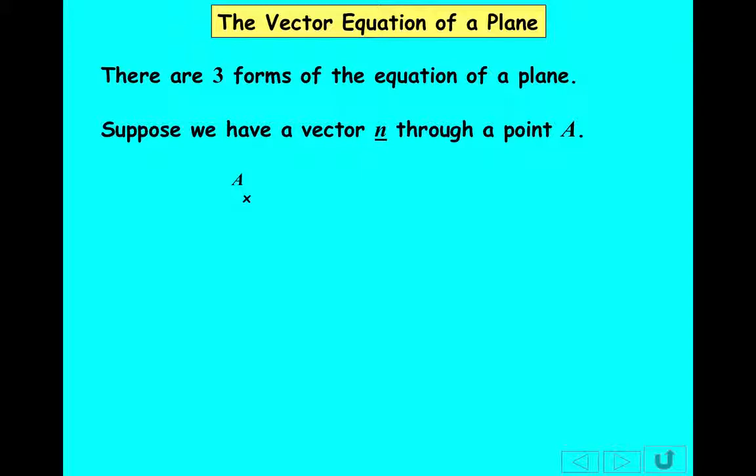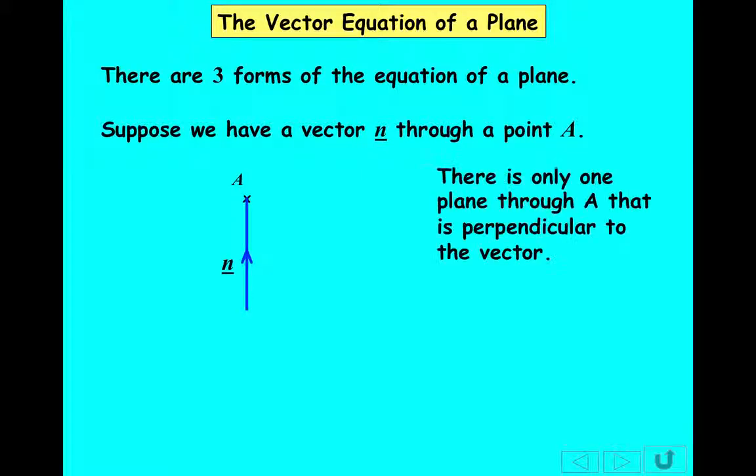Okay, so suppose we've got a vector going through the point A. There is only one plane that goes through that point that is perpendicular to that vector. That's why planes are defined by what we call the normal vector n, the vector that's perpendicular to the plane. That is the vector that defines the plane, rather than a vector that's parallel to the plane, because there's infinitely many vectors that are parallel to that plane, but there's only one vector that's perpendicular to it, or lots of different multiples of that vector, but essentially one direction that's perpendicular to the plane.